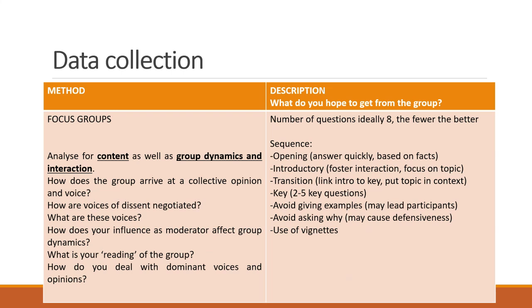Okay. So when you analyze within the focus group, when you're collecting the data, as I've indicated, it's about content, what people are saying, but it's also about observing group dynamics and interactions. How does the group arrive at a collective opinion? Are they agreeing with each other on particular issues? Are they disagreeing with each other on particular issues? And when people are disagreeing with each other, do they negotiate that disagreement, or is it just left as is?